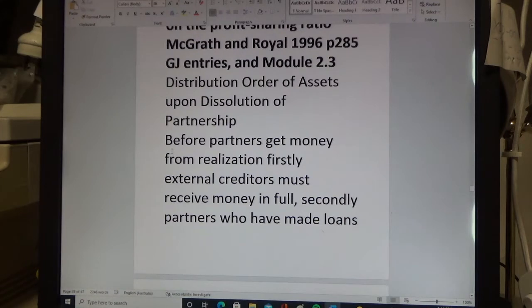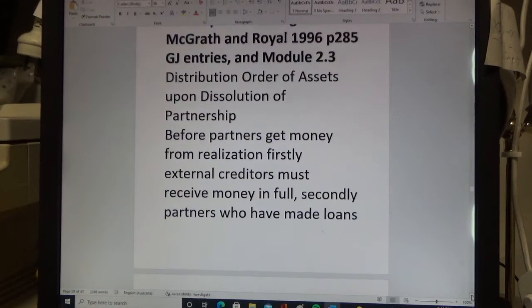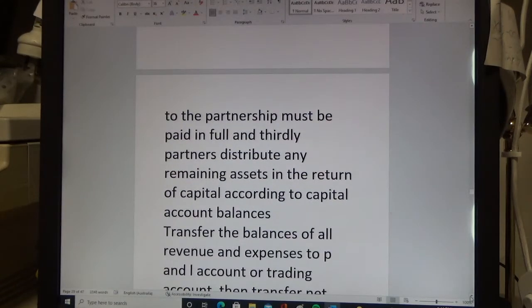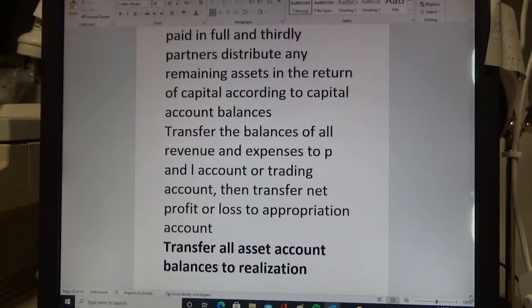Now what? Yeah, so just the steps again. Step 1, pay your external creditors. Step 2, pay partners who have given any loans, or any other loans of the partnership have to be settled to the bank. And then after the partnership expenses of dissolution, you can start taking assets off the books and selling assets, and then distributing that according to the profit share ratio.